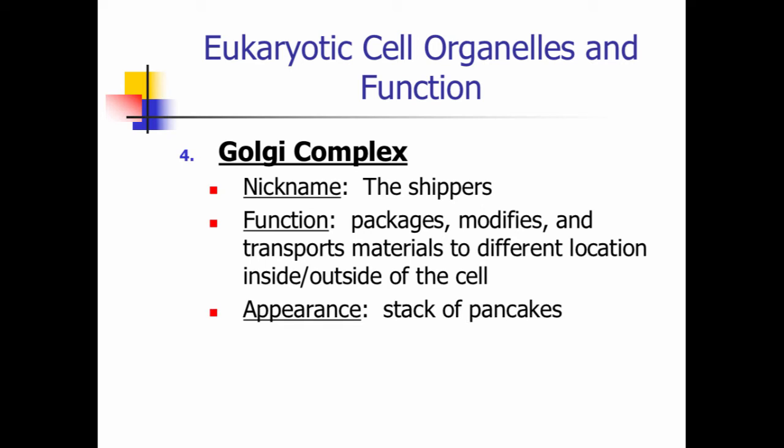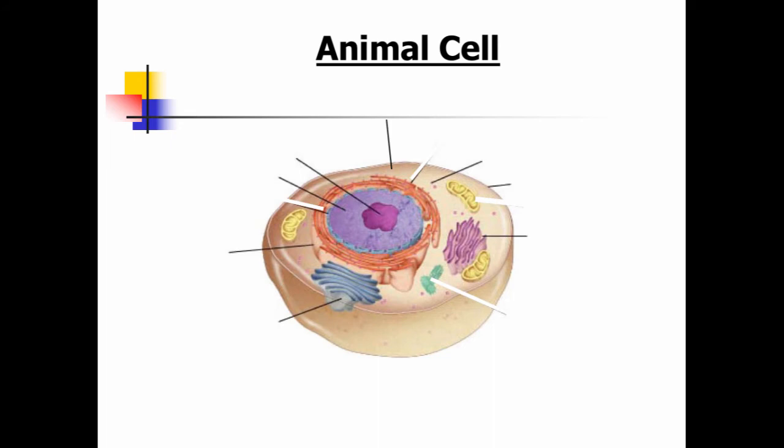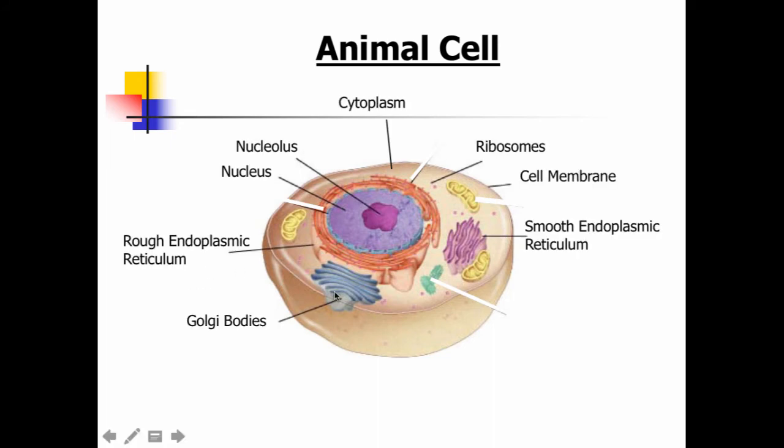And they kind of look like a stack of pancakes on the side, and you can see them right here in the blue. Let's go through all that. So this is the Golgi bodies. And what happens is they kind of pull off and make little bubbles, and that's how they're packaged. And then they're sent on their little way.